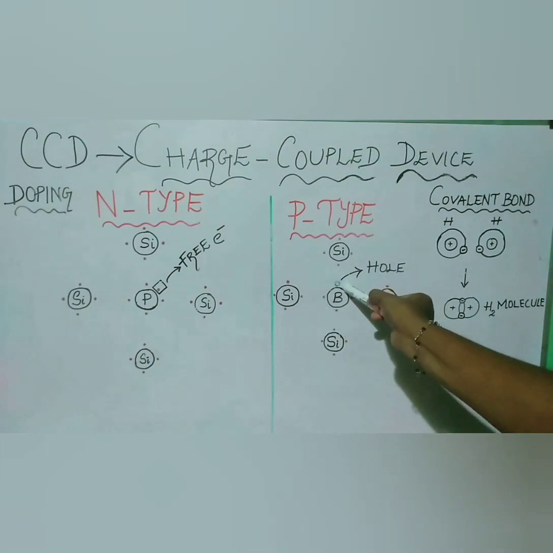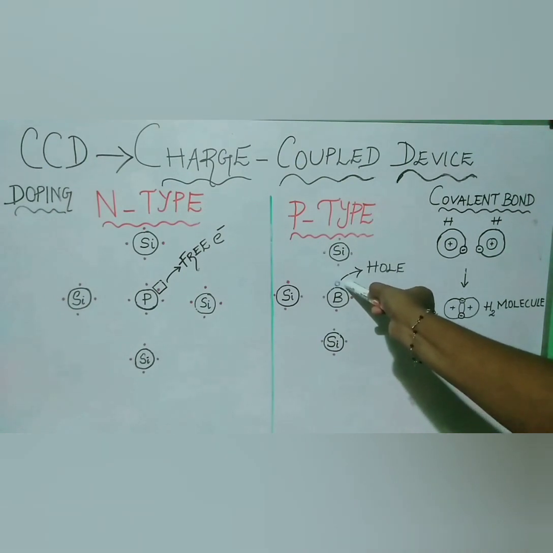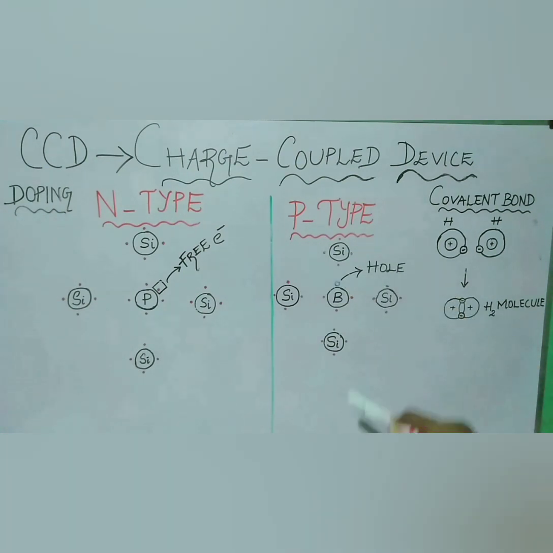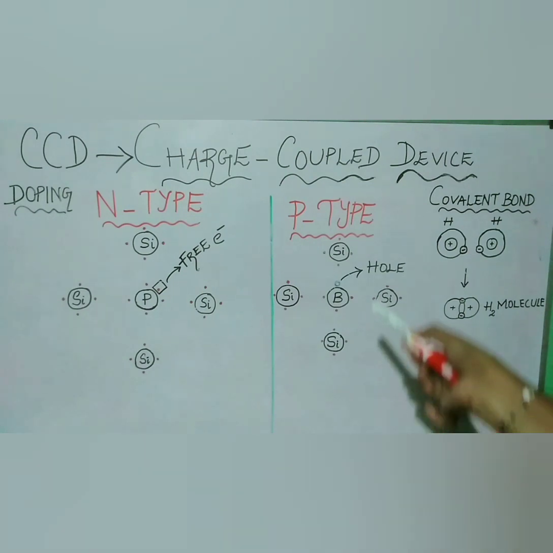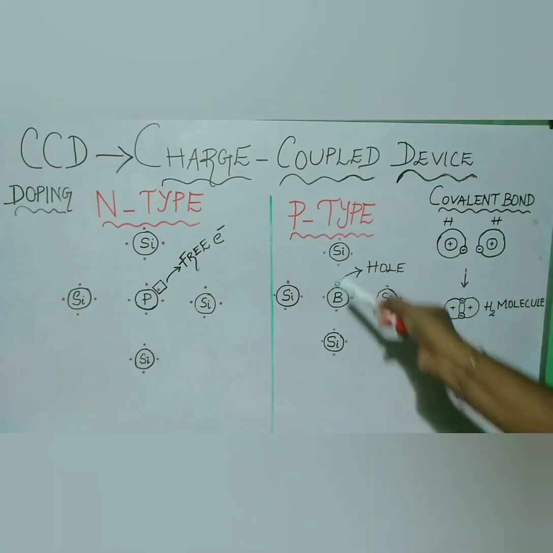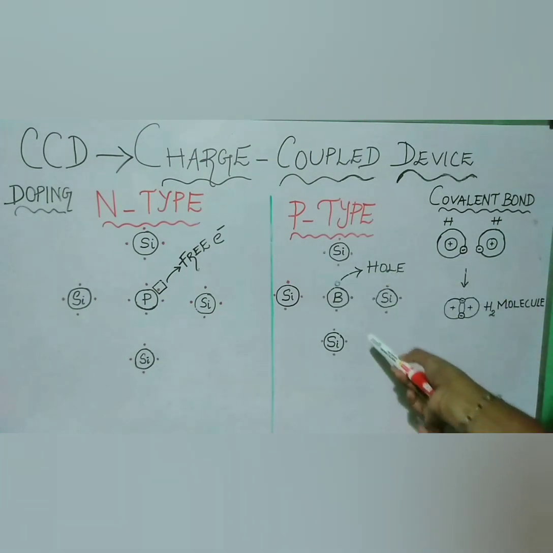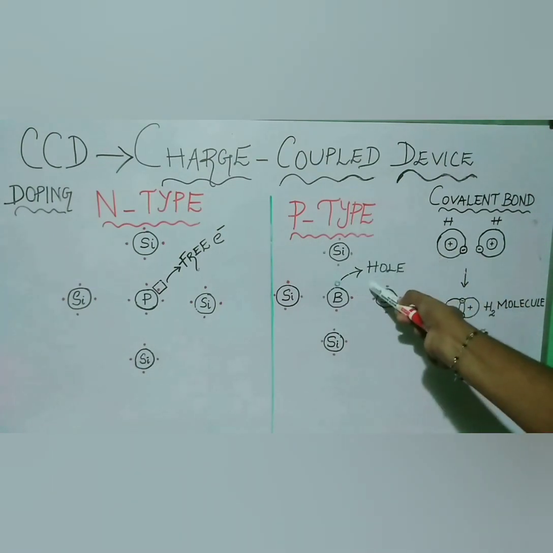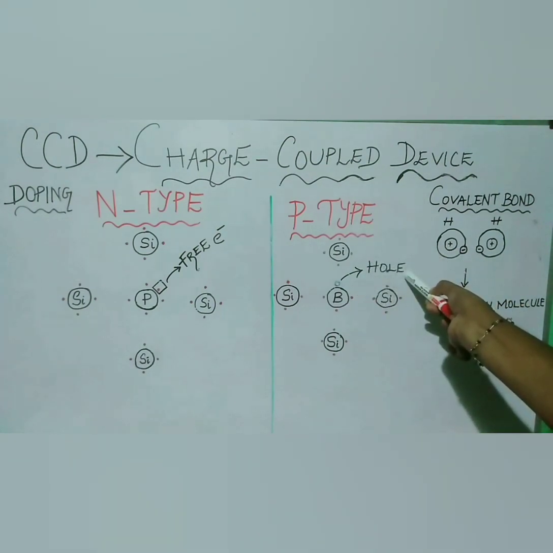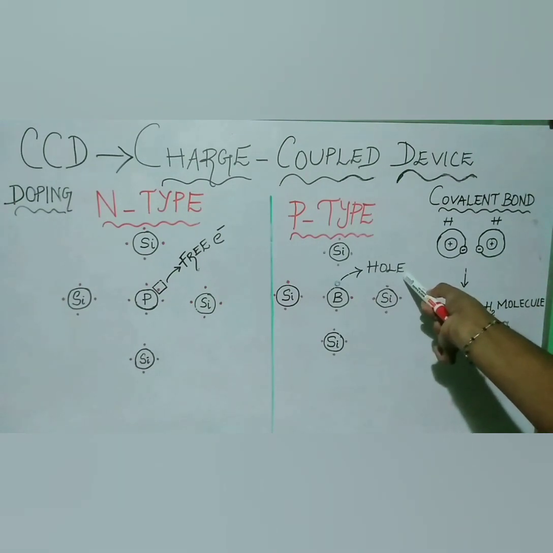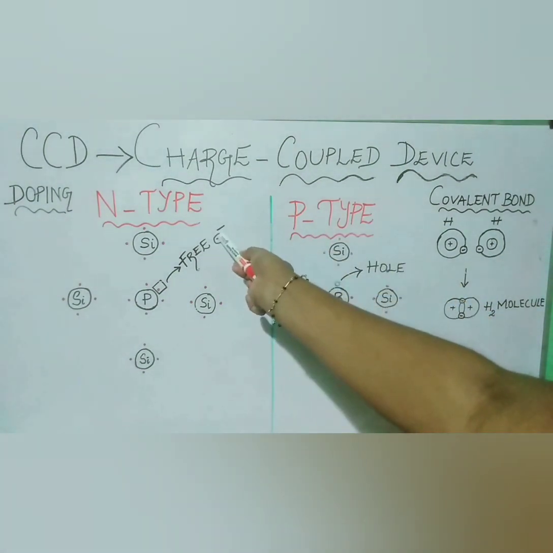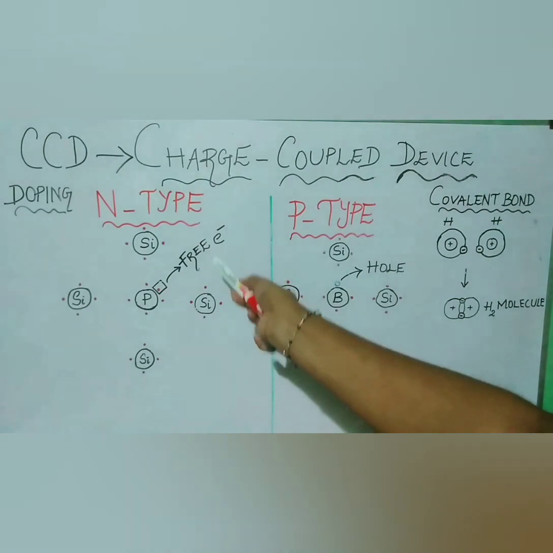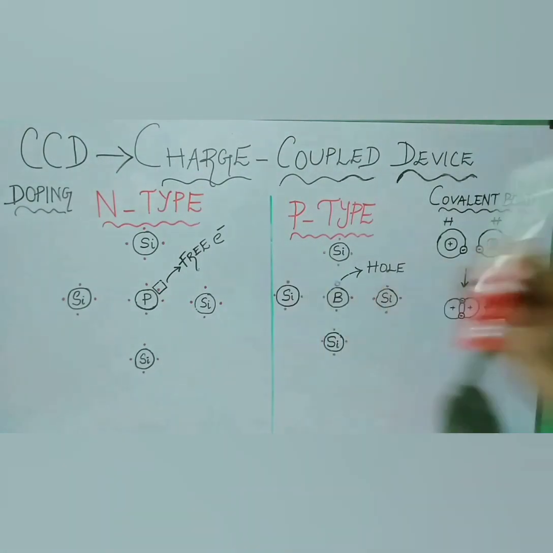Now, this missing valence electron is known as a hole. As I said earlier, any vacant space in an atom is taken to have a positive charge. That is known as a hole. In P-type semiconductors, holes are the majority charge carriers. They are positive charge carriers. In N-type semiconductors, electrons are the majority charge carriers.